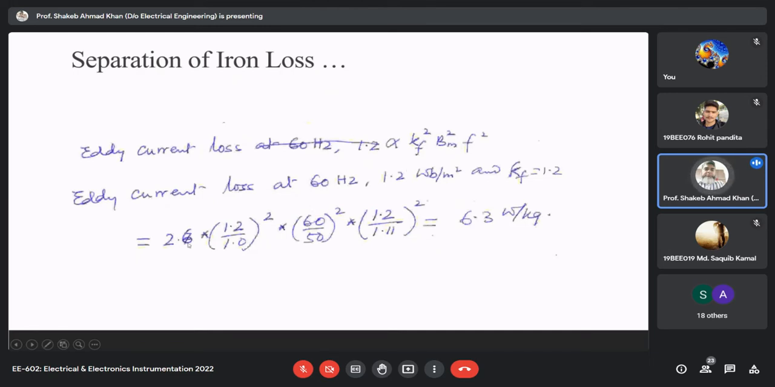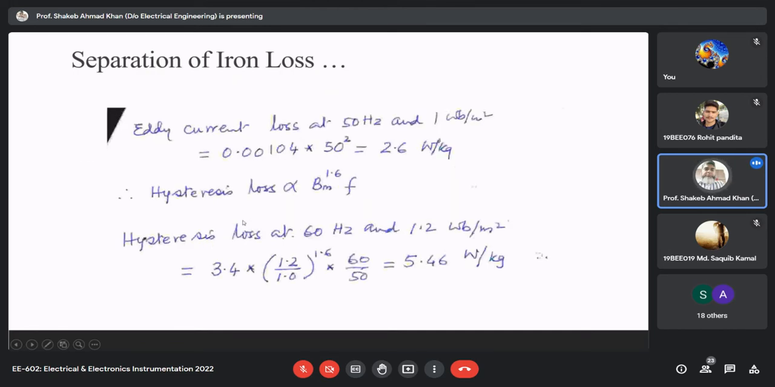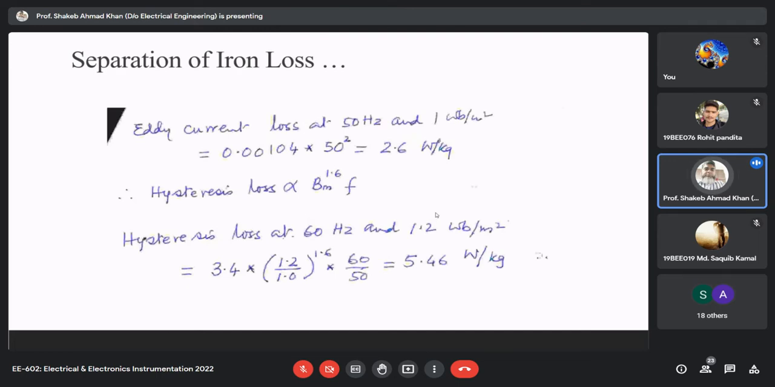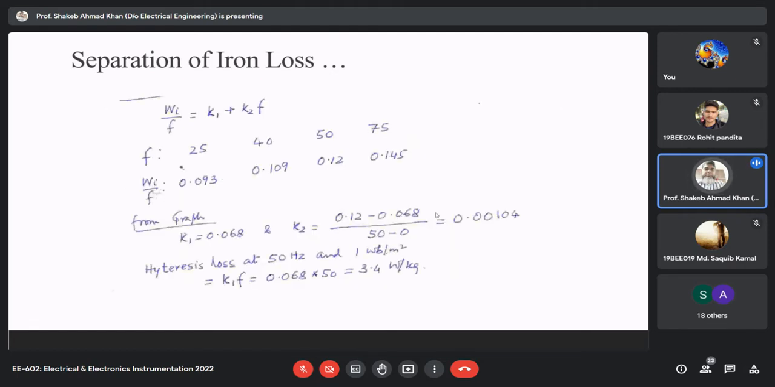So accordingly, using the arithmetic formula, because in this case it was 2.6 watt per kilogram, we multiplied it by the square of 60 upon 50 hertz, and the square of the form factor 1.2 upon 1.11. In this way we found 6.3 watt per kilogram. So as far as this B part is concerned, although it is necessary for the solution, as far as the graphical method is concerned, that is only the A part.